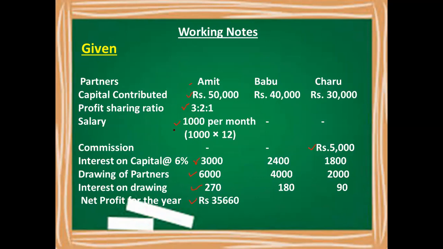Now see, in the profit and loss appropriation account, we need interest on capital, interest on drawing, salary, and commission, right? And by putting these items, we will be getting the answer.